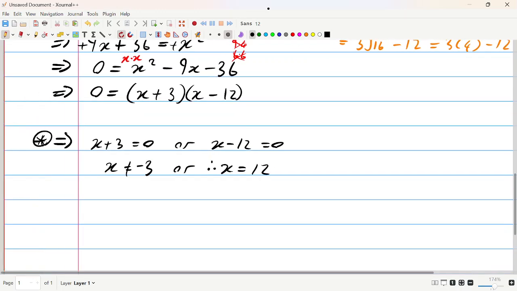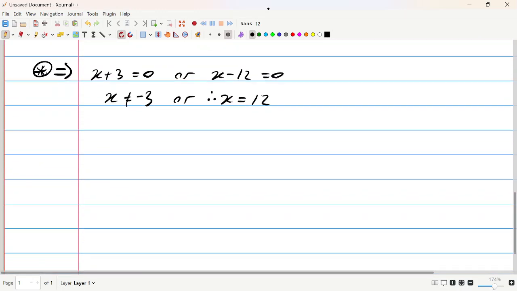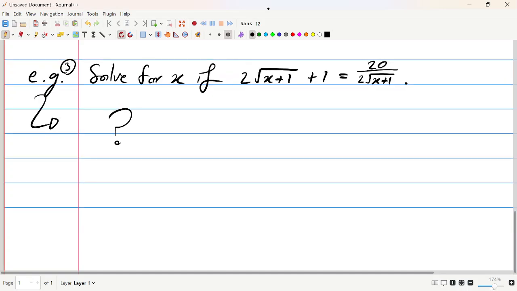And let me give you a problem that you can try on your own. Here's the question. You must solve for x if 2 multiplied by the square root of x plus 1 is equal to 20 over 2 times the square root of x plus 1. Go crazy, and a hint, it's a method from one of the previous videos. Good luck.